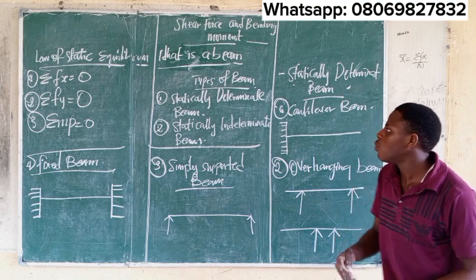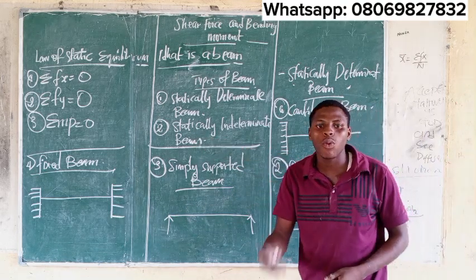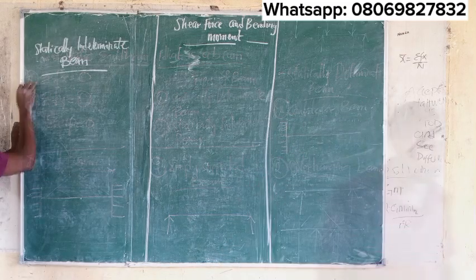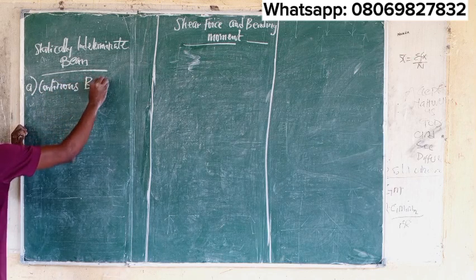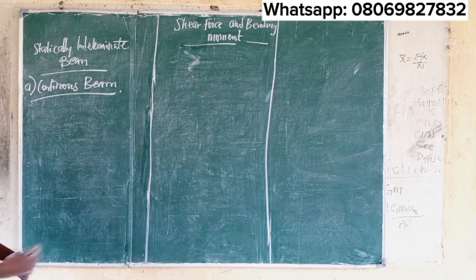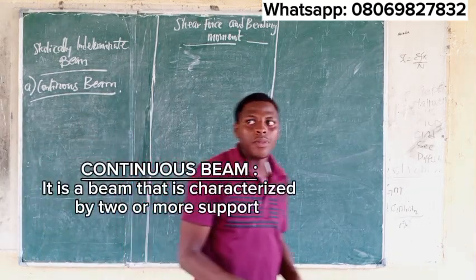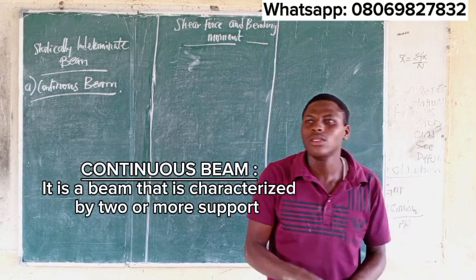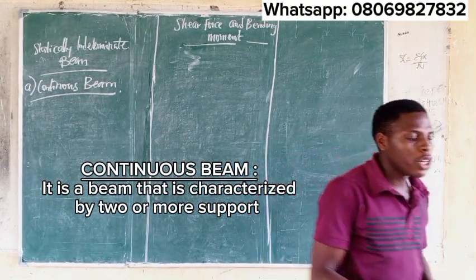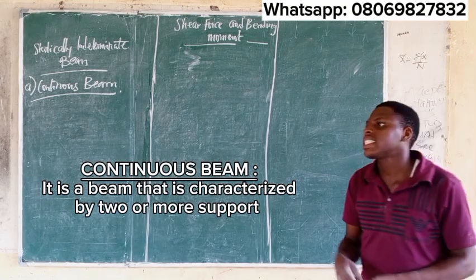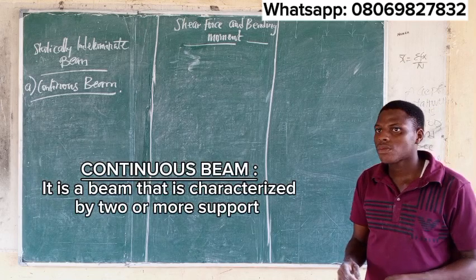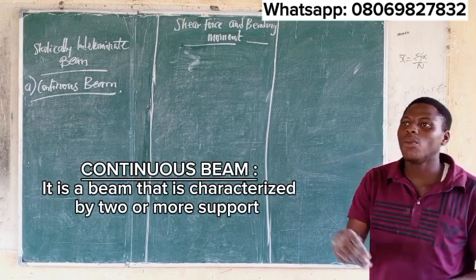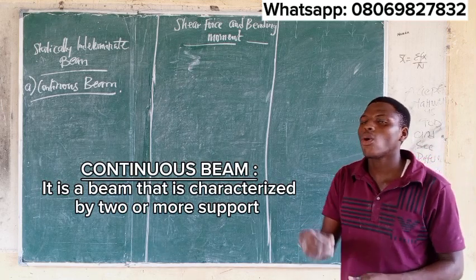Now the first one which we have for statically indeterminate beam is what we call the continuous beam. What is a continuous beam? The continuous beam is a beam that has more than two supports. It is characterized by more than two supports. So any beam that has more than two supports is called your continuous beam.